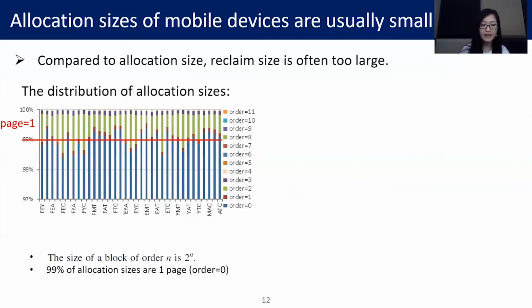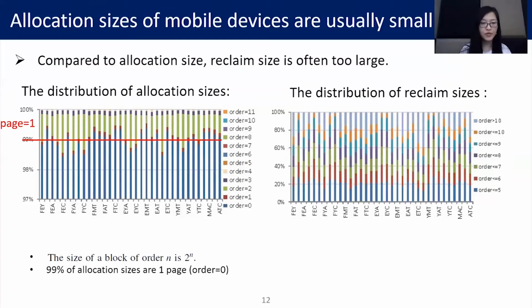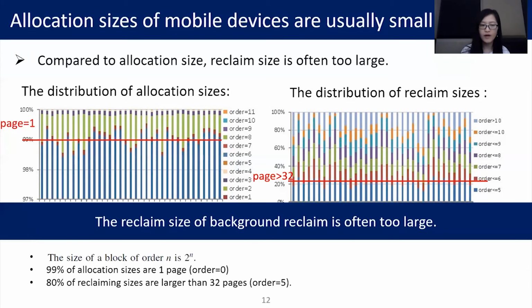We can see 99% of allocation sizes are 1 page. This is because most requests of mobile applications are small in size. Then let's see the distribution of reclaim size. 80% of reclaim sizes are larger than 32 pages. And we found that large size reclaim is often conducted by the background reclaim scheme. In a word, the reclaim size of background reclaim is often too large.